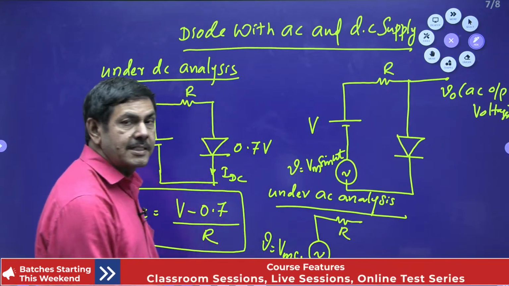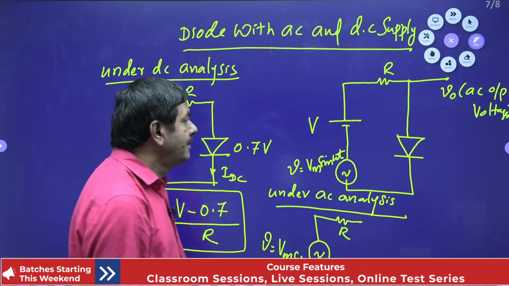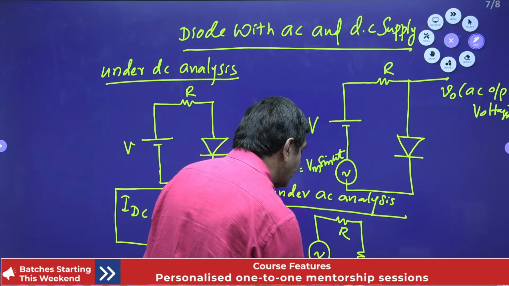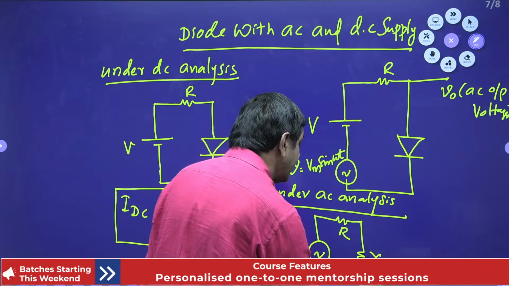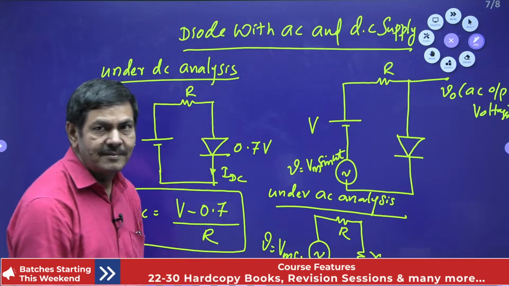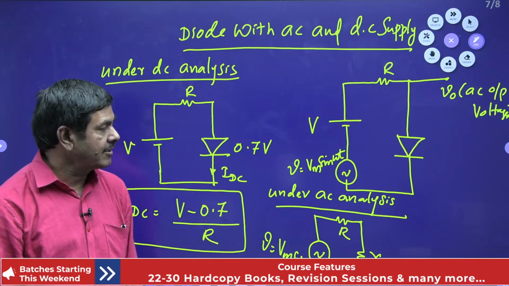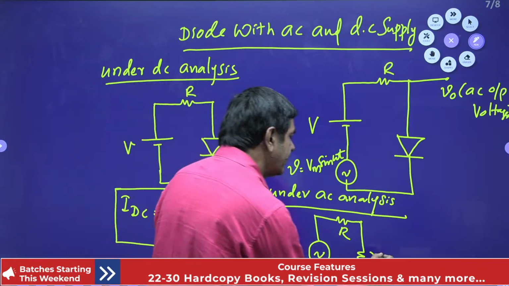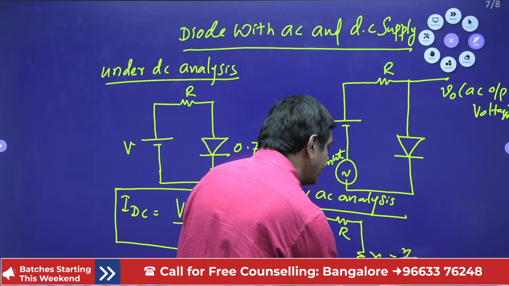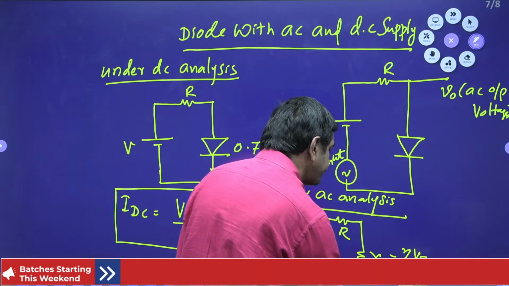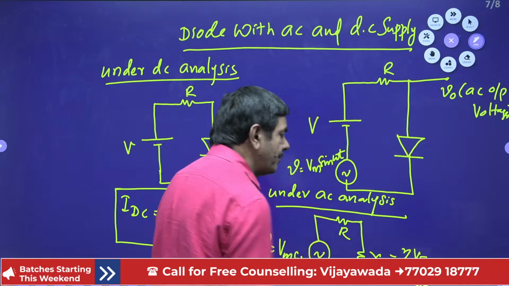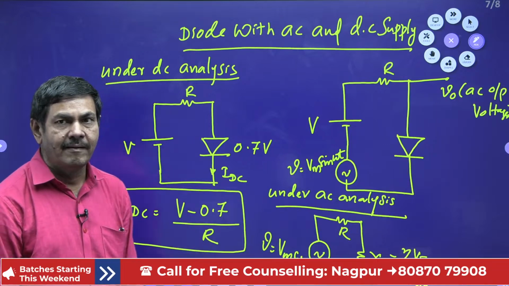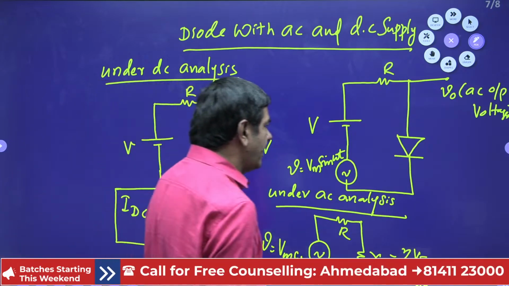But under AC analysis, the AC resistance of the diode is more important. The AC resistance of the diode is given the name of dynamic resistance, RD. How can we find the dynamic resistance here? The dynamic resistance is calculated by eta into Vt by IDC. They will apply this formula from electronic devices and circuits. From this you can determine what RD is.